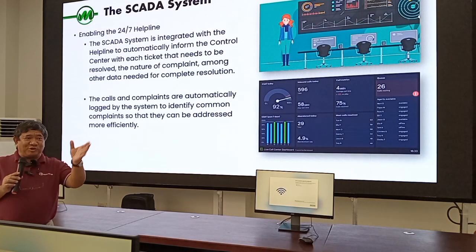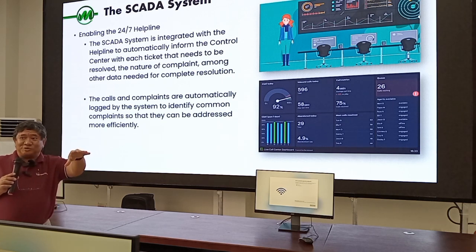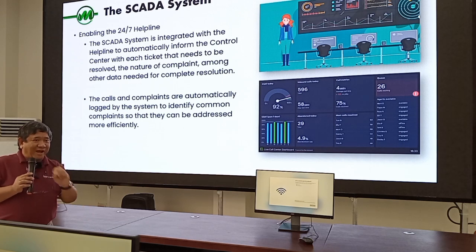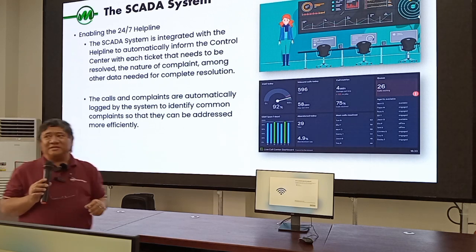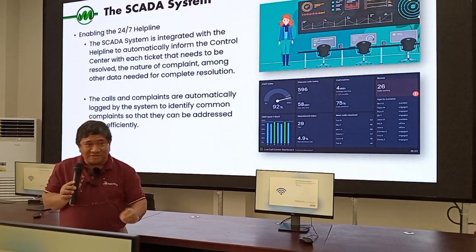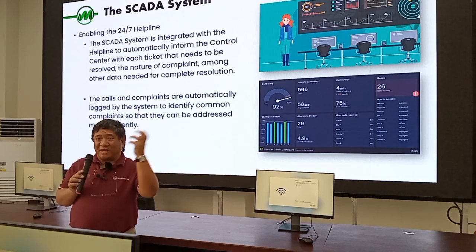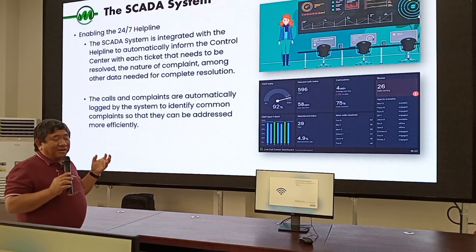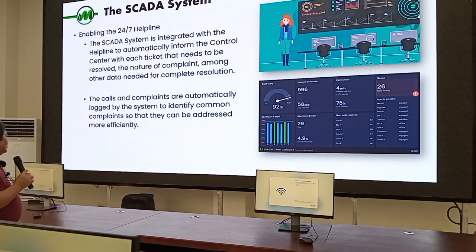So pagpasok doon, pagtawag ng customer doon, pasok dito, no? And dito ang control center. Right now, as it is, the control center is the one actually sending people to the field. Puntahan mo to, so forth and so on. But again, with an automated system, that can be reduced.